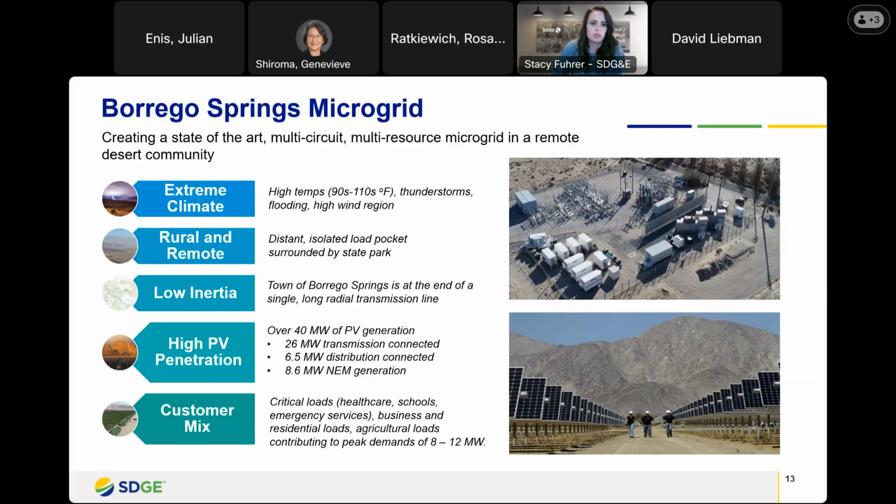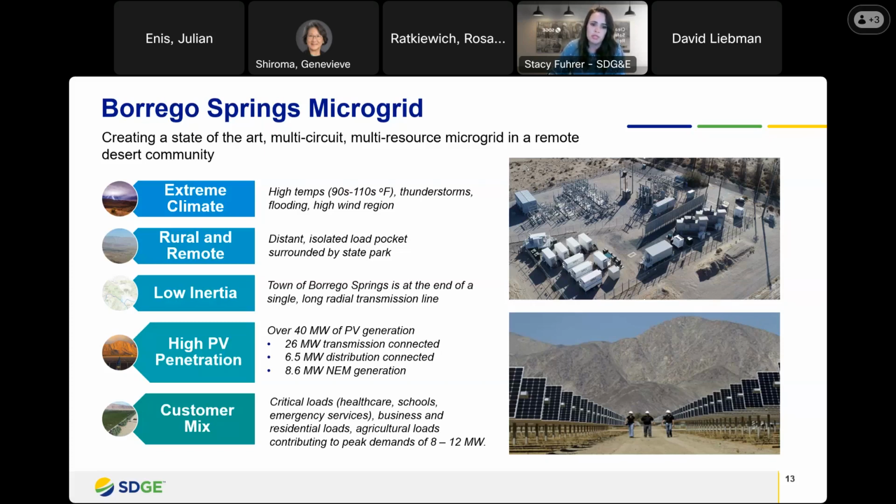The town of Borrego Springs is, as I said, at the edge of SDG&E's service territory, which means that it's at the end of a long radial transmission line that traverses through multiple state parks. The community, because it is situated in a desert, has a high penetration of photovoltaic. We have over 40 megawatts of PV with 26 megawatts connected at the transmission level, 6.5 megawatts connected at the distribution level, and about 8.6 megawatts connected behind the meter for customers.